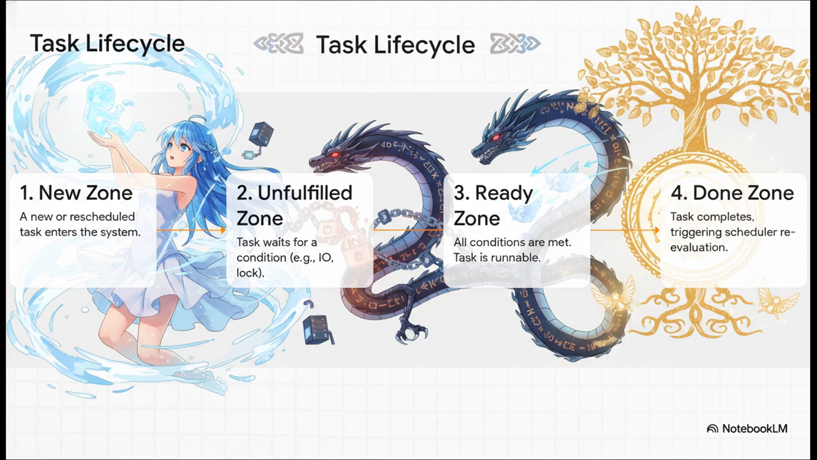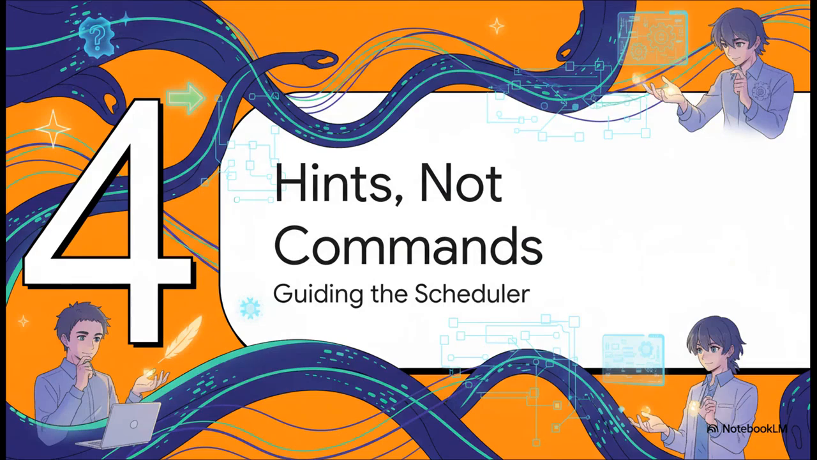Then, once Níðhöggr runs a task, its result pops into the done zone, which is a signal for Níðhöggr to look at everything all over again, maybe promoting even more tasks. It's this continuous reactive loop. And this brings us right back to that core idea. If Níðhöggr is making all these decisions on its own, how do you, the programmer, have any say at all? Well, you do it with hints.